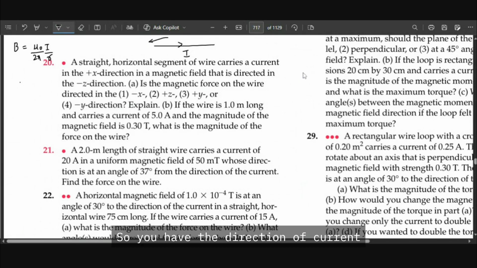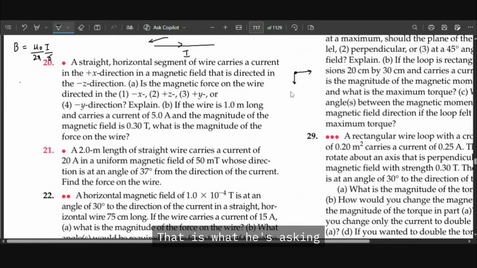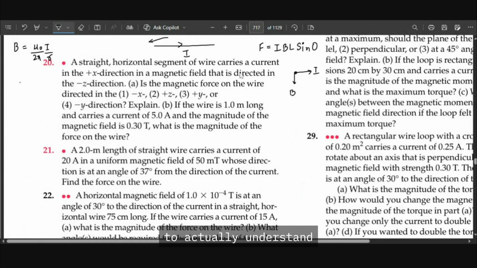So you have the direction of current, you have the direction of field. What should be the direction of magnetic force? That is what it is asking. We understood one more formula for force, which is I B L sine theta. We'll be using this relation to understand the direction of magnetic force here. What do you think it should be?